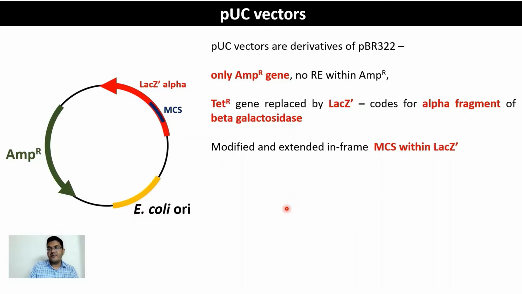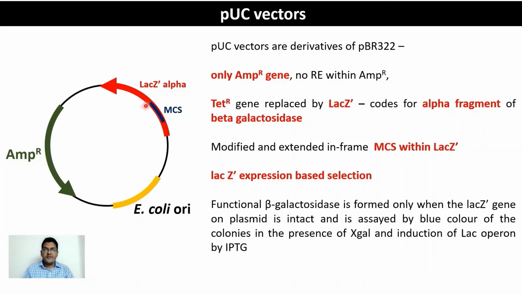And the selection process is based on lacZ prime expression. And as I said, a functional beta-galactosidase is formed only when the lacZ prime locus on the plasmid is intact, which essentially implies a self-ligated plasmid.